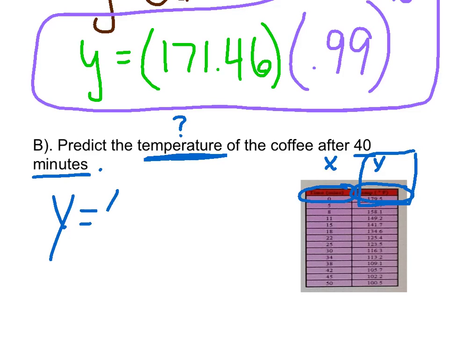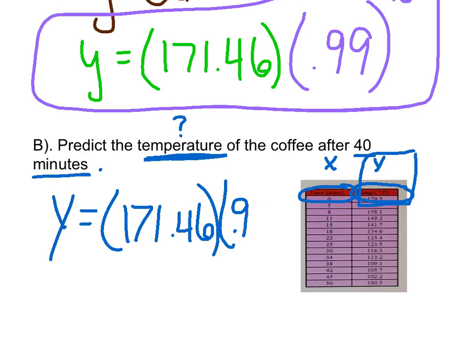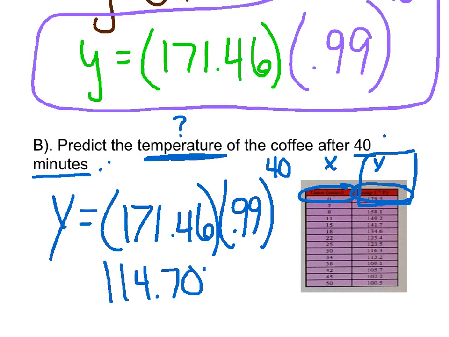So I'm going to say that's y equals 171.46 times my 0.99. And now the x stood for the minutes, and they tell you 40 minutes, so I'm going to substitute in the number 40. Now this is plug and chug. Go straight to your calculator. Do not try to do this in steps. Do not type in this times this to the 40th. I want you to type it in exactly how you see it, no shortcuts. And when I type that in exactly as I see it, I get 114.701, etc. And I can say to predict the temperature, that's degrees Fahrenheit. And now they'll normally tell you what to round to from there.